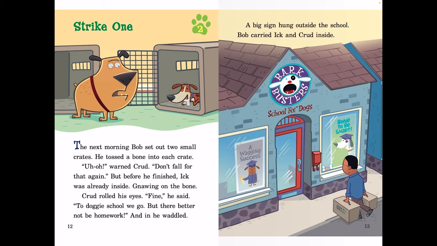Strike 1. Chapter 2. The next morning, Bob set out two small crates. He tossed a bone into each crate. Uh-oh, warned Crud. Don't fall for that again. But before he finished, Ick was already inside, gnawing on the bone. Crud rolled his eyes. Fine, he said. To doggy school we go, but there better not be homework. And in he waddled. A big sign hung outside the school. Bob carried Ick and Crud inside.